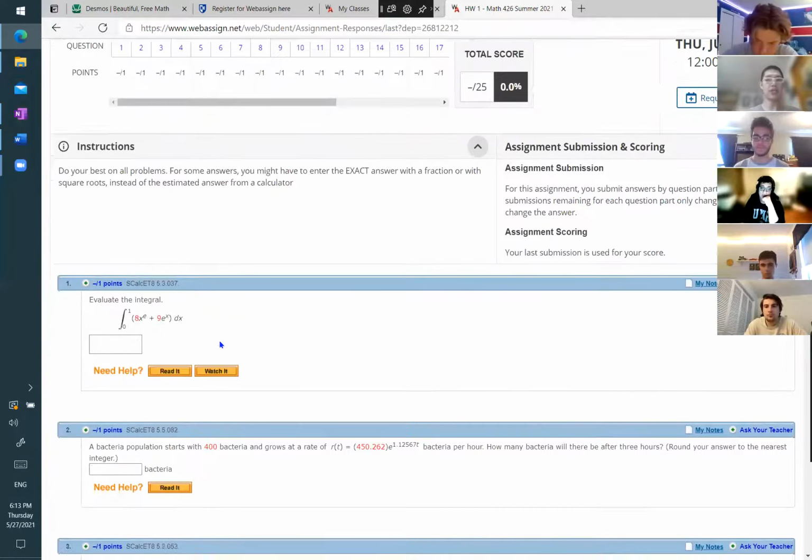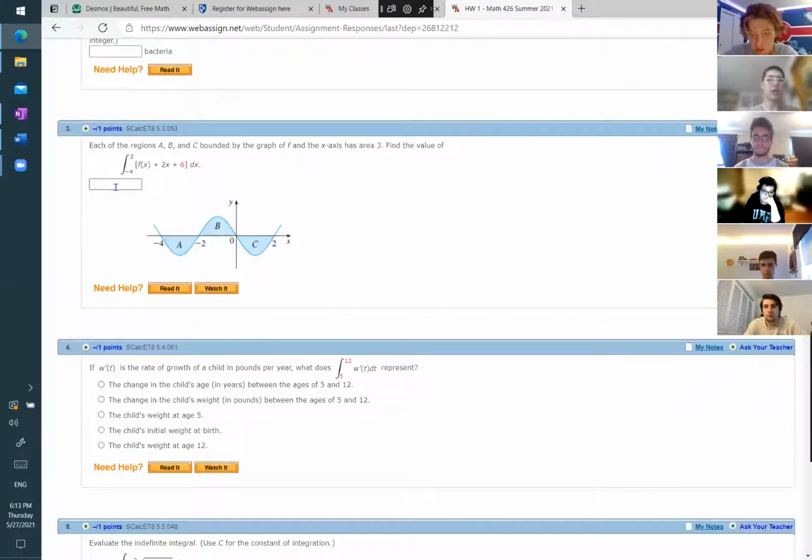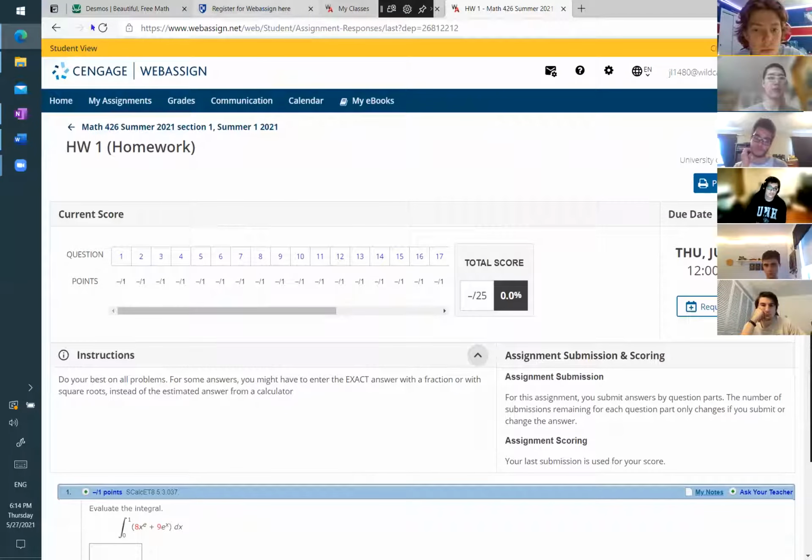So definitely start working on those problems. Some of them you have to enter an exact answer. For example, if you get an answer pi over 6, you have to type pi over 6 instead of putting that into a calculator. So just be mindful about that. If you put 0.5, it's not going to recognize it as a solution. You have to type pi over 6. Reminder on that.